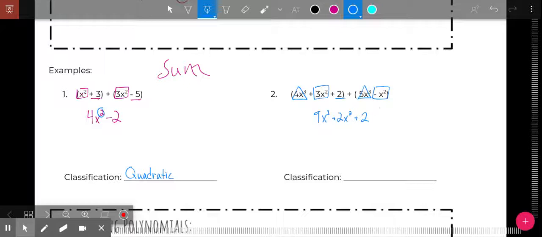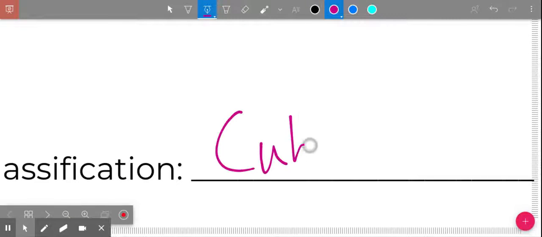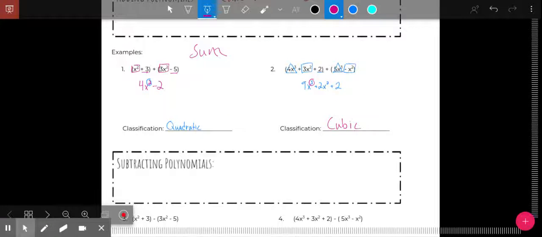All right. Now classifying that, our largest exponent here is a 3. So that means it's going to be cubic. So when we classify, we're looking at those largest exponents. All right, so that's going to be adding our polynomials, finding the sum.